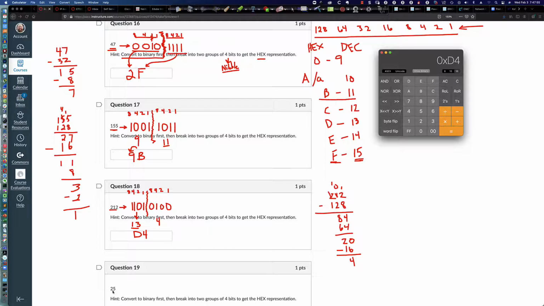So let's take a look at how this is going to break out. 25, 128, that bit position is not going to be on. 64 is not going to be on. 32 is not going to be on. 16 will, and that leaves me with 9. So if you're kind of crafty in your head, you would be thinking, well, 9 would be 8 and 1 with the 4 and the 2-bit position off, and you would be right.